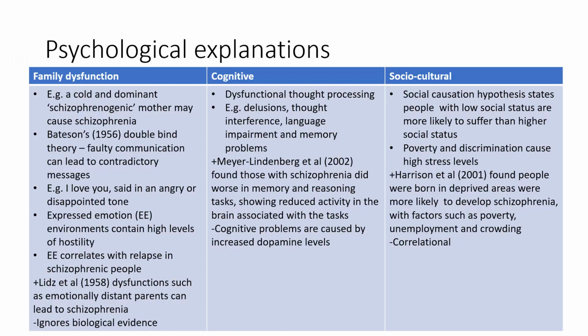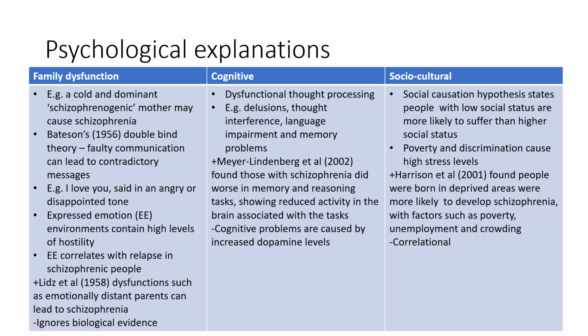And then looking at the psychological explanations. First, you've got family dysfunction. So, for example, a cold, dominant schizophrenogenic mother may cause schizophrenia. Bateson's 1956 double-bind theory looks at the idea that faulty communication can lead to contradictory messages. So, for example, the mother saying "I love you," but in an angry or disappointed tone.